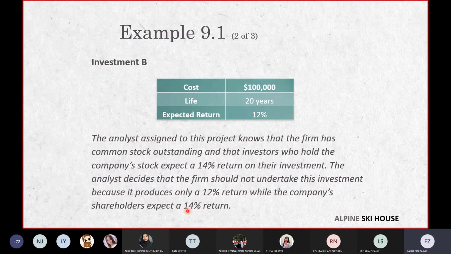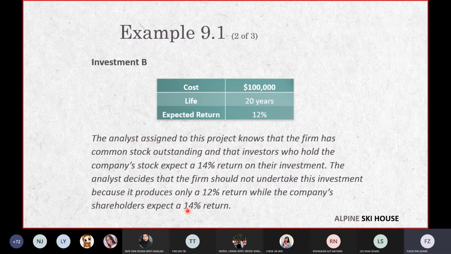So what happened was that they are assuming the next cost of funding, because they already depleted issuing bonds, and the next source of funding is issuing shares.